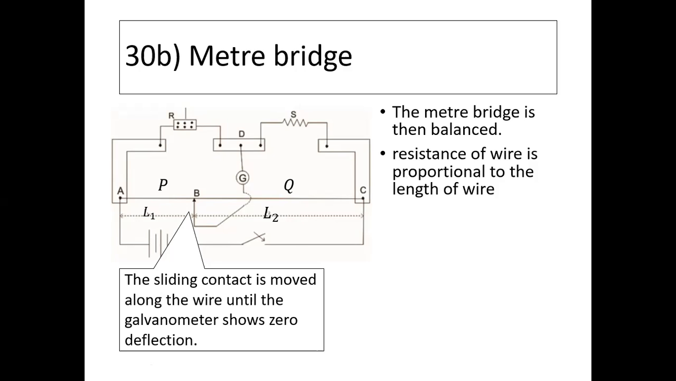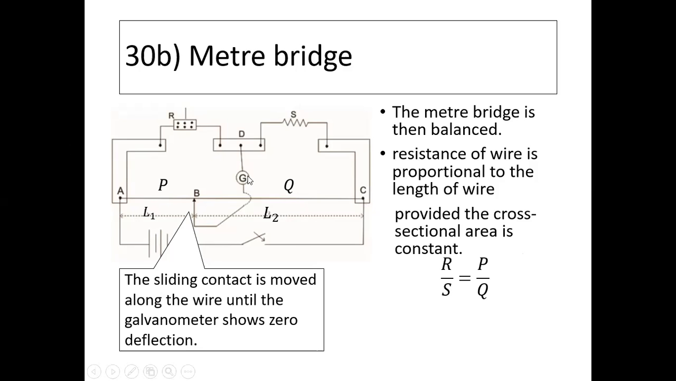When the meter bridge is balanced, the resistance of the wire is proportional to the length of the wire, provided the cross-sectional area is uniform. The key is a uniform wire. Then we can use R over S is P over Q, and since resistance is proportional to length, you can write it as L1 over L2. If you measure in cm, then L2 is 100 minus L1. It depends on which one you prefer to memorize.